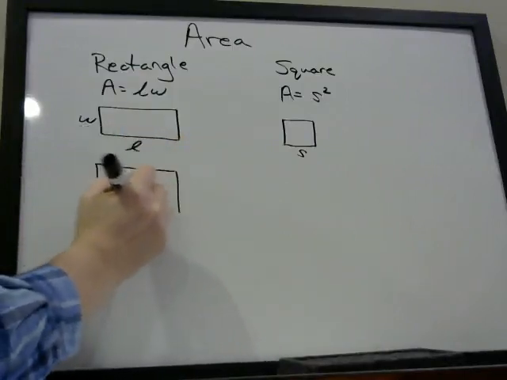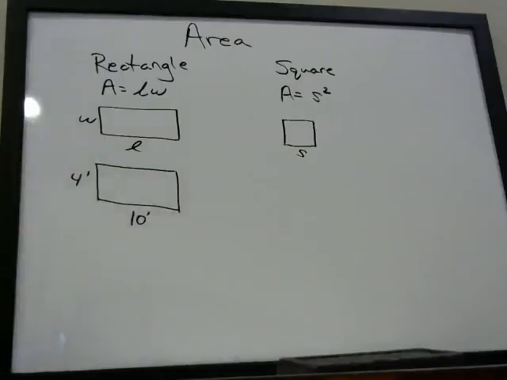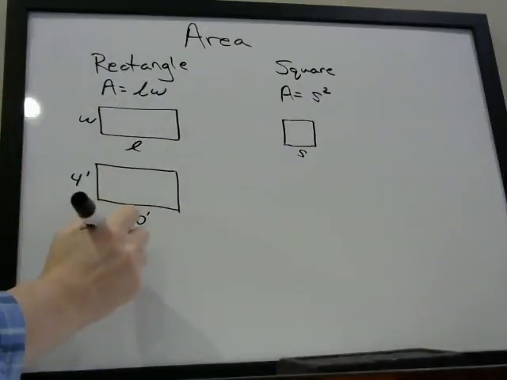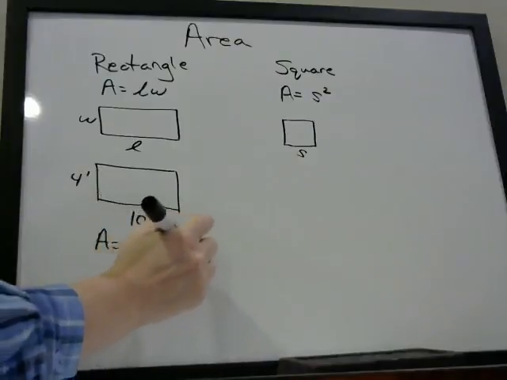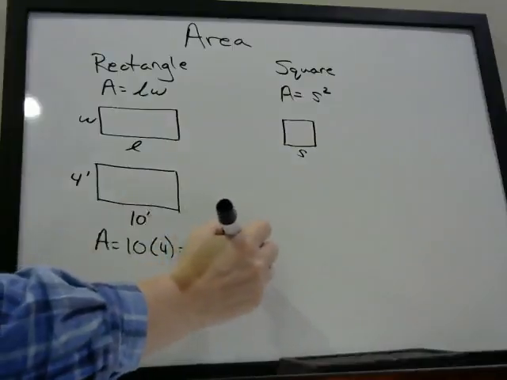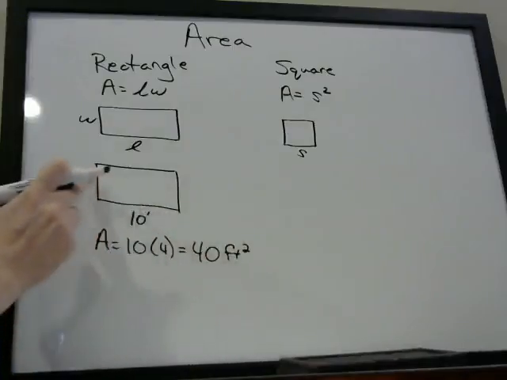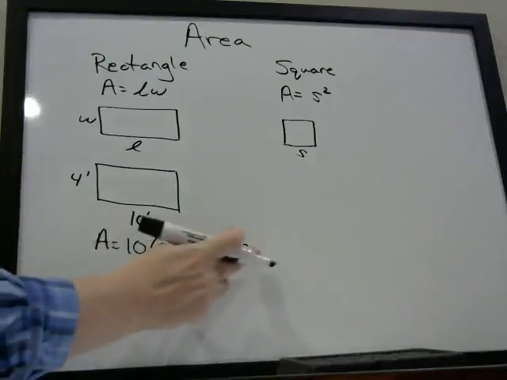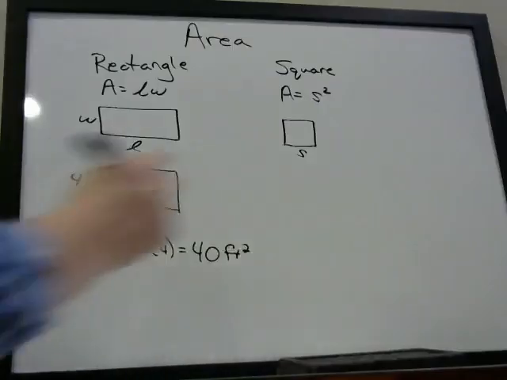So, for example, here we have a rectangle with a length of 10 feet and a width of 4 feet. What's the area? Area is length times width. Our length is 10, our width is 4. So 10 times 4 is 40, and we're in feet, so it'll be feet squared. That's how you write the units on it, because it's feet times feet. That's how you get feet squared. Every area problem will have a squared on whatever unit of measurement you're using.